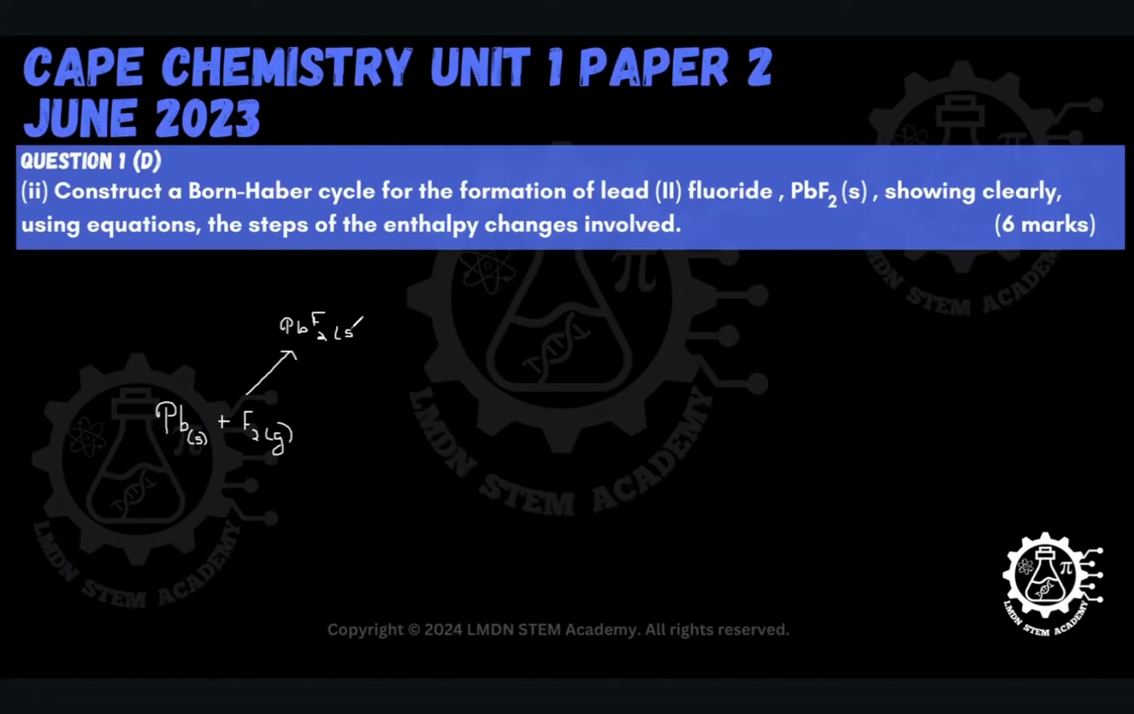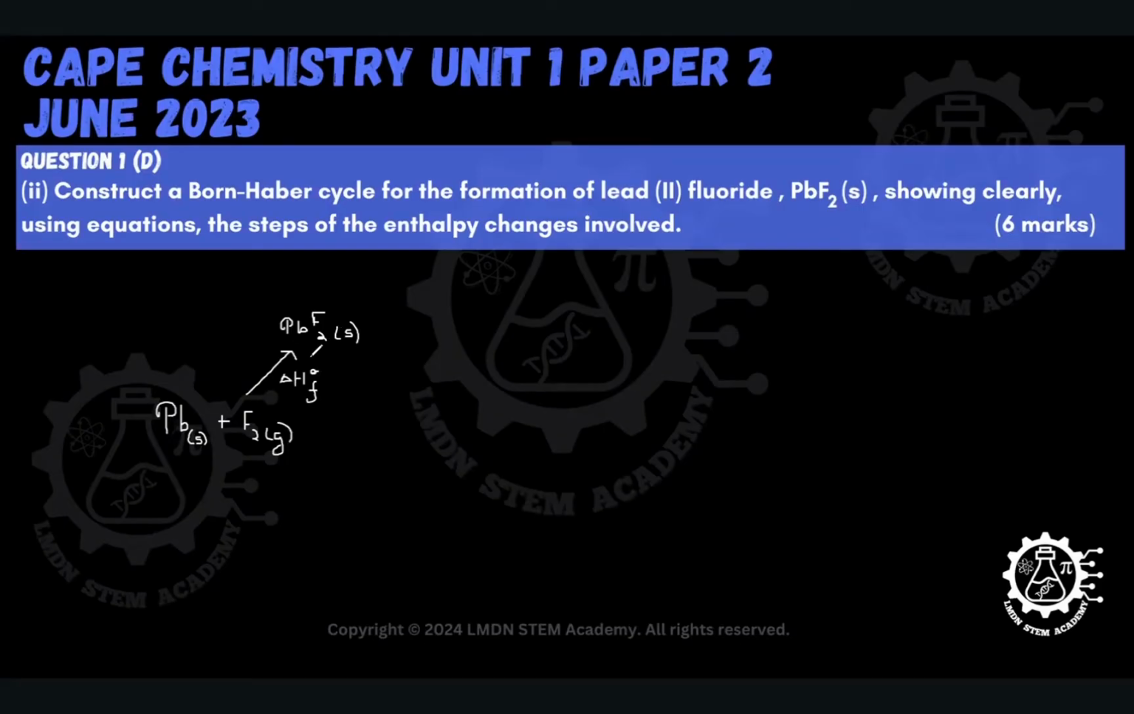solid, right? And whenever we go from the elements in their normal physical state to the compound, the solid compound here, we call that a delta H of formation, right? So that's the enthalpy of formation. The standard enthalpy of formation can be denoted as delta Hf. So that's one possible route that we could take to form lead-2 fluoride, right?